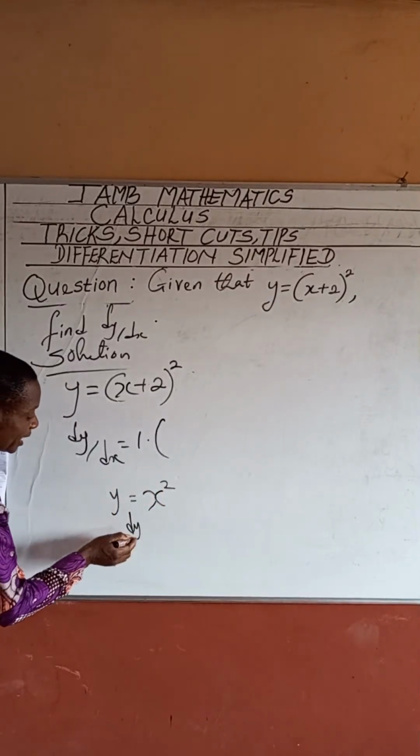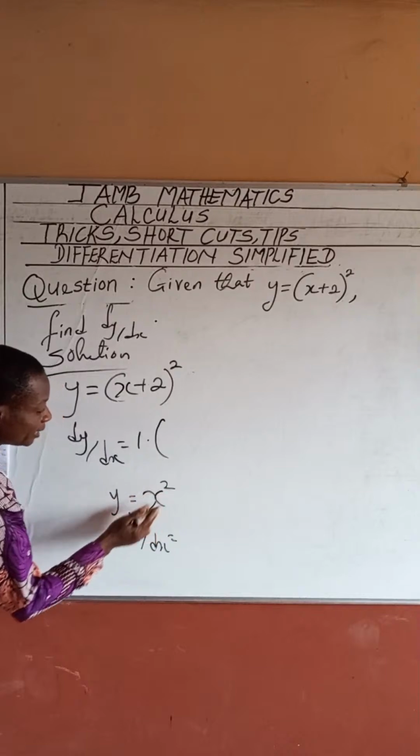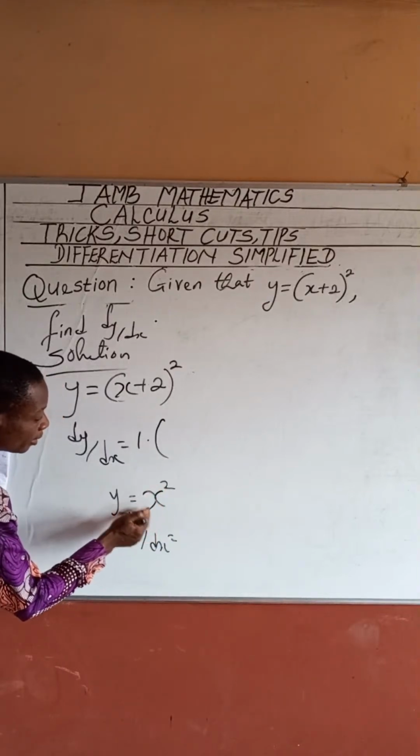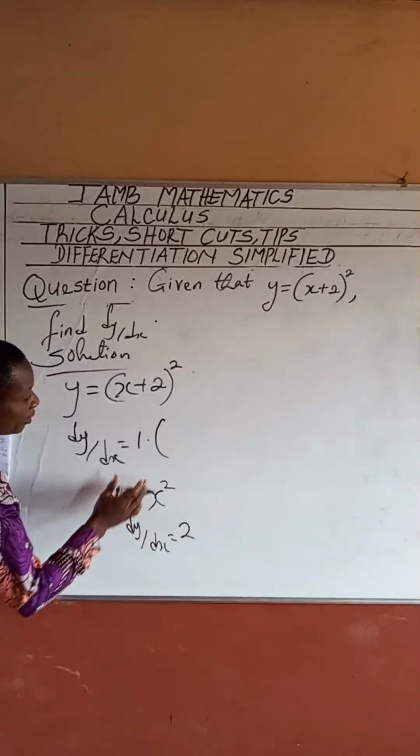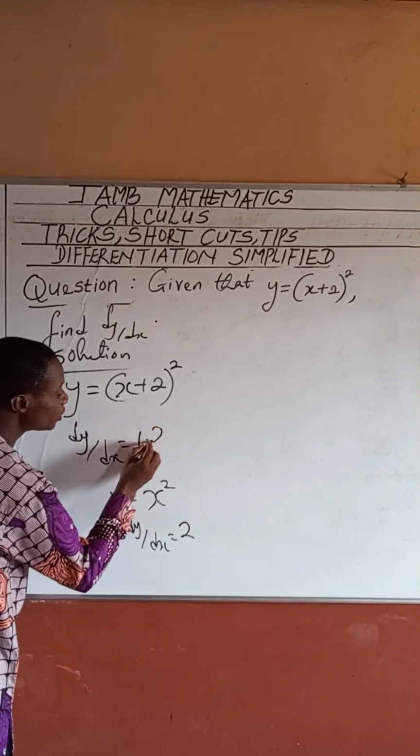So what is dy/dx here? Bring the 2 down here. That is 2, right? So bring it here. Do the same thing. That is 2.